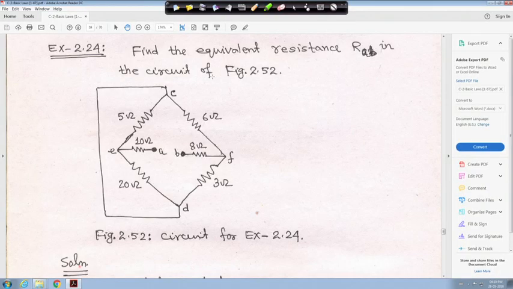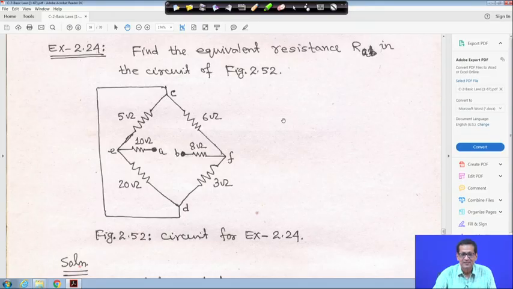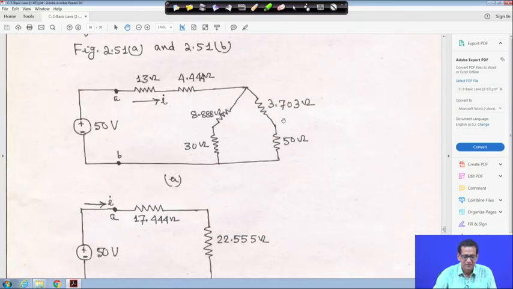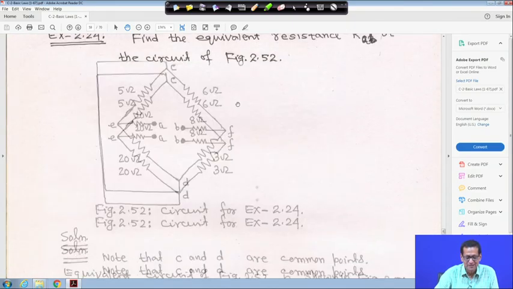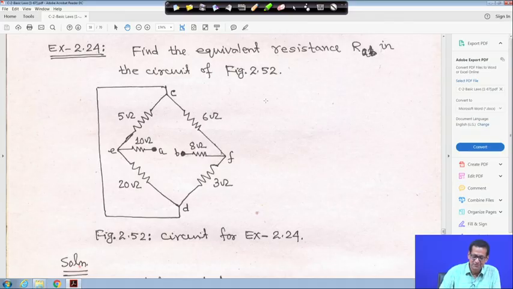So, we will come back to that other problem, right. You have to find the equivalent resistance R_AB for a given circuit. Previously we solved the star-delta transformation, which we just saw, right. So, let us find out what will be first.